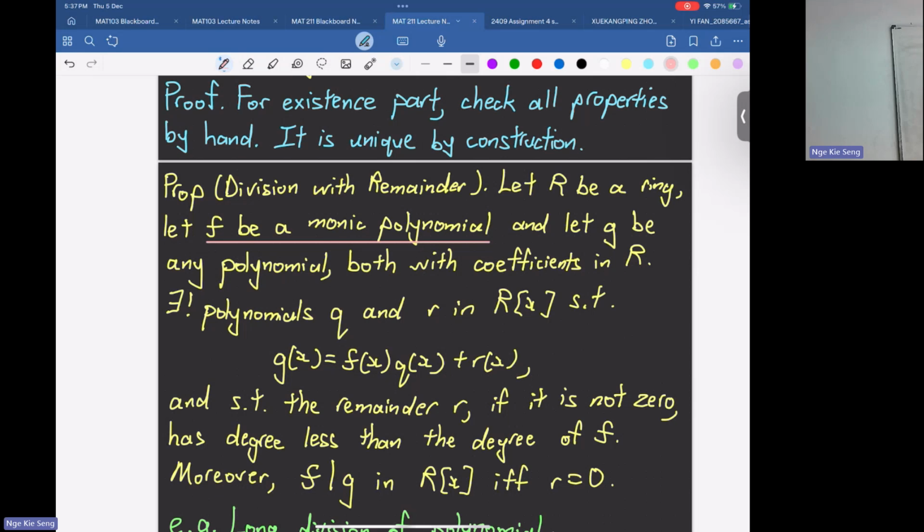Okay, so moreover, the last line here is if F divides G, meaning what? The remainder is 0. It's like what you do in Z. There's no remainder if you can divide.